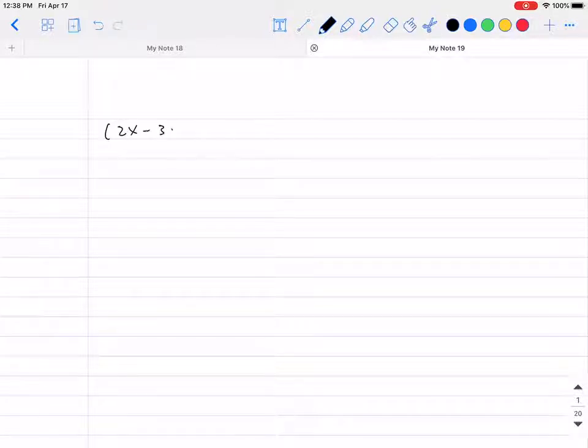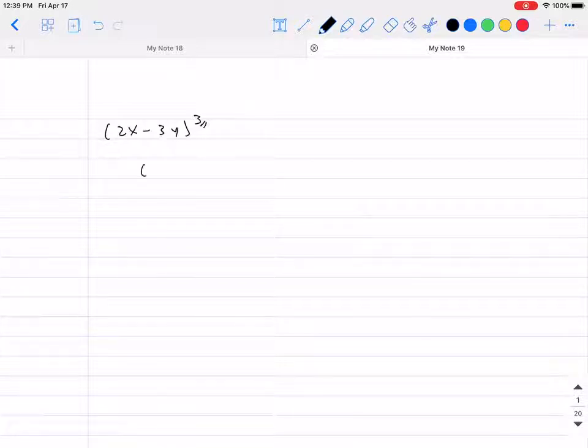Let's say that we have 2x minus 3y raised to the third power, and I'd like to write out all the expansions without having to use FOIL if possible. We said that the result will consist of 4 terms, and I know it's 4 terms because it's always going to be one more than the exponent that's over here.